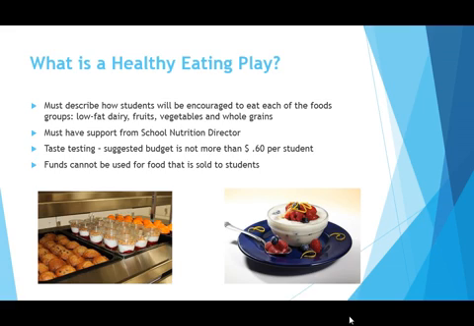As I said, they're a very important part of the success of your program, and also they need to be informed of what you're trying to get out of the program and with these funds, especially when food is involved. So also with taste testing, the suggested budget is not more than 60 cents per student, and this is a good little tidbit to keep in mind when creating that detailed budget. And also, funds cannot be used for food that is sold to students, as in like a snack bar or after-school activity.